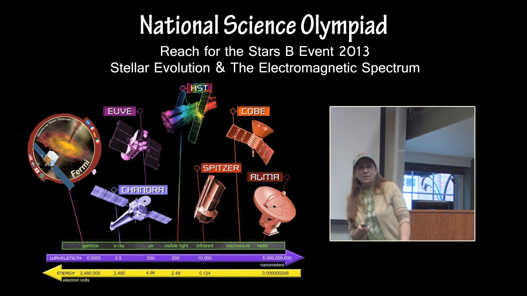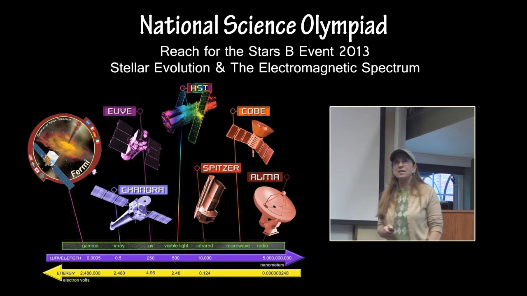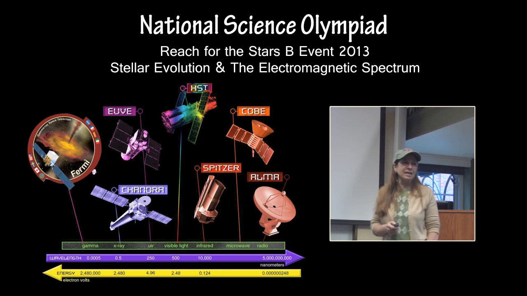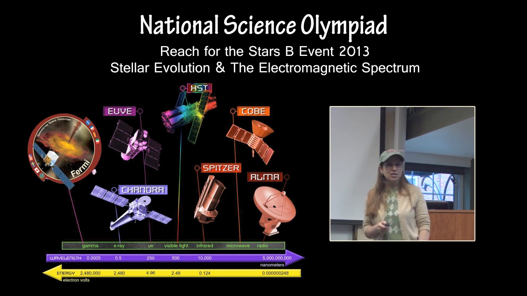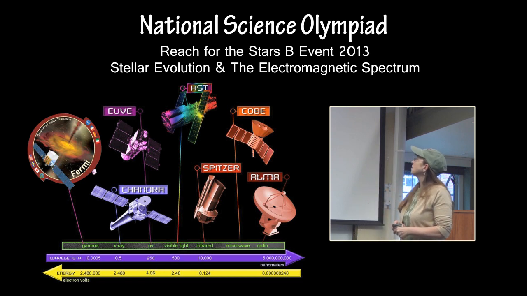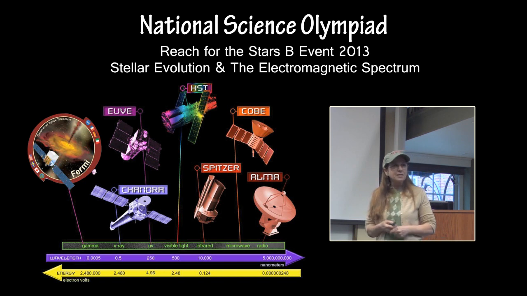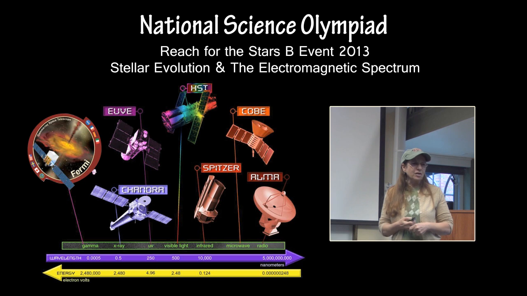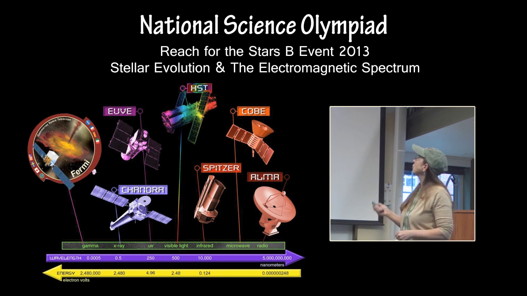I am Donna Young, and even though I am the National Event Supervisor for the astronomy event, I am presenting the middle school division Reach for the Stars event for Dusty Schroeder, who is the National Event Supervisor. I'm doing it as a favor for Dusty. So the focus for the 2013 Science Olympiad Reach for the Stars event is stellar evolution and the electromagnetic spectrum.